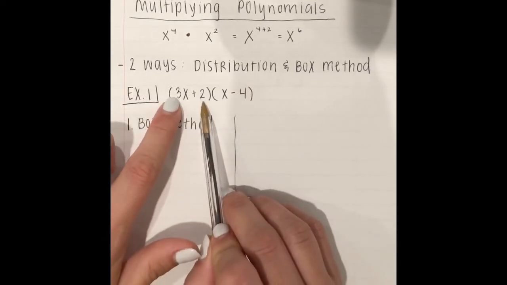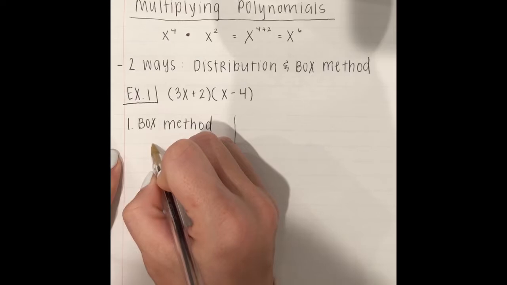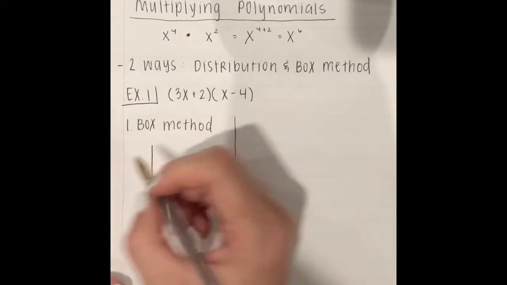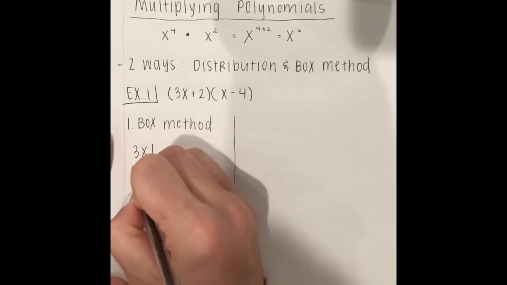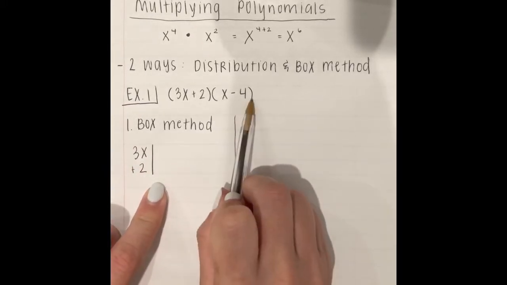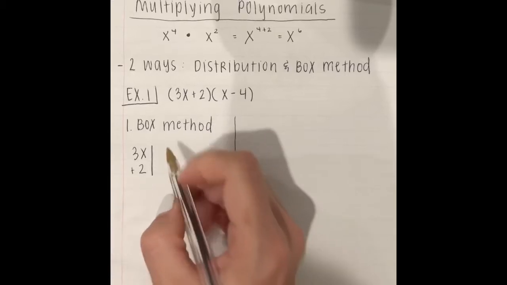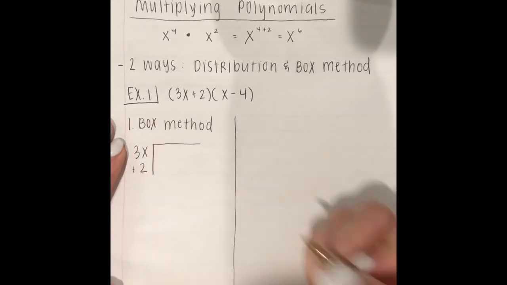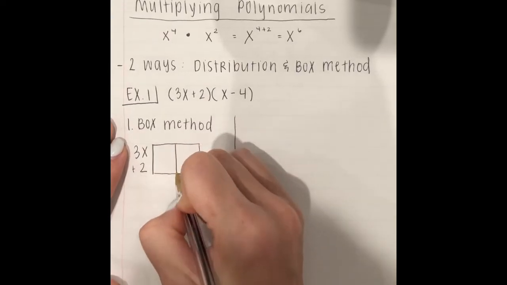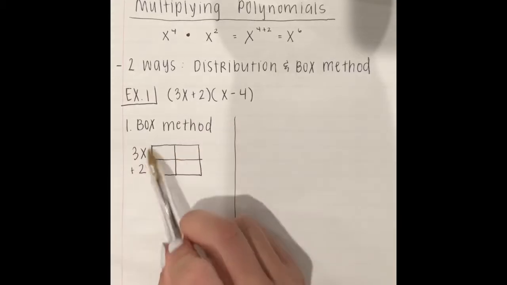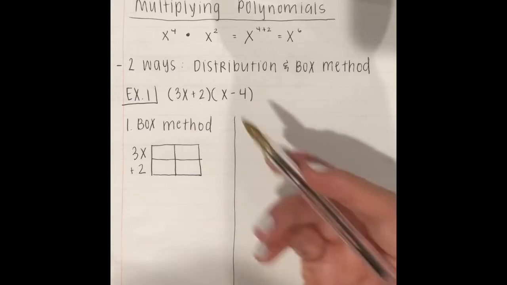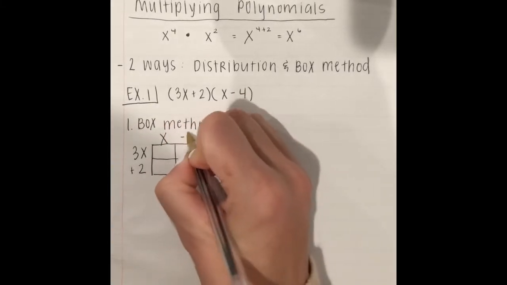What you do is you're going to take one binomial and you're going to put it on the side of the box. Okay, so we need 2 rows because we have 2 terms. So I can put 3x plus 2 like this on the side of my box. And then I have 2 terms in the other one, so I need 2 going across, okay? So this is going to be my box. I have a 2 by 2 because I have a binomial times a binomial. And then I'll put my x and my minus 4 up top.